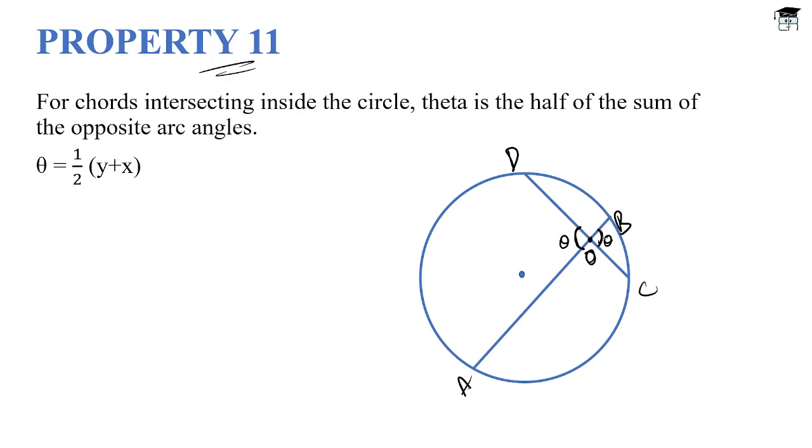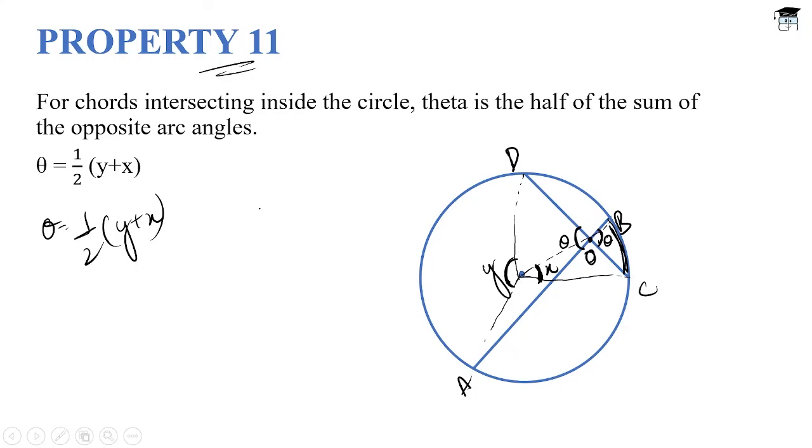If we talk about the arcs, there are two arcs. One is BC, and we'll make the angle for BC, this angle, which is angle X. The other arc is DA, and we'll make the angle for DA, which would be angle Y. So when chords are intersecting inside the circle, theta would be half of y plus x, or x plus y.